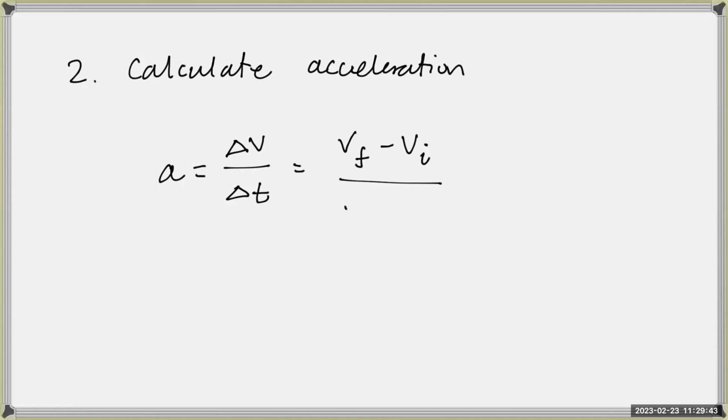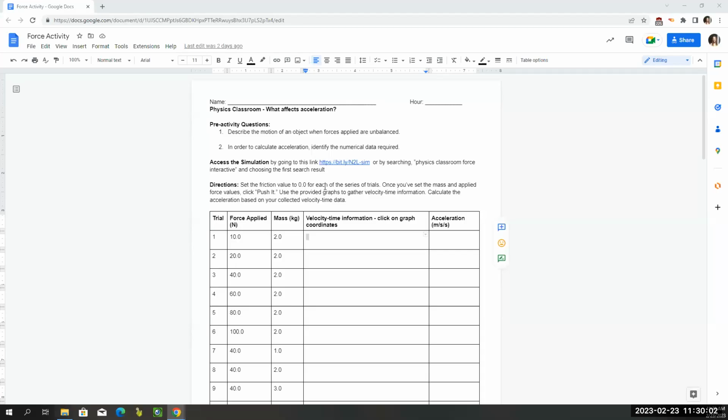And change in time is equal to our final time minus our initial time. So if you wanted to calculate acceleration, things you would need are these, okay? And as you calculate your acceleration, you'll be able to fill in the table that is on this first page.